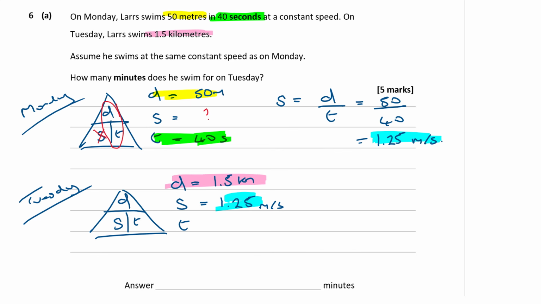Now that's in kilometers. Now you have to take care because my speed is in meters per second. So I've got a mismatch of units here. If I'm going to use meters per second, then my distance needs to be in meters. Now there are 1,000 meters in 1 kilometer. So 1.5 kilometers is going to have to be 1,500 meters then, isn't it?